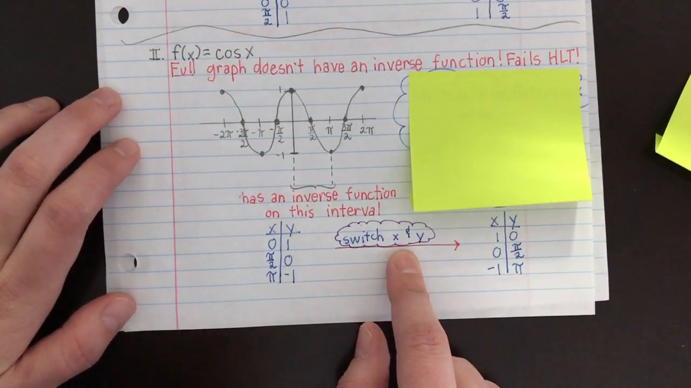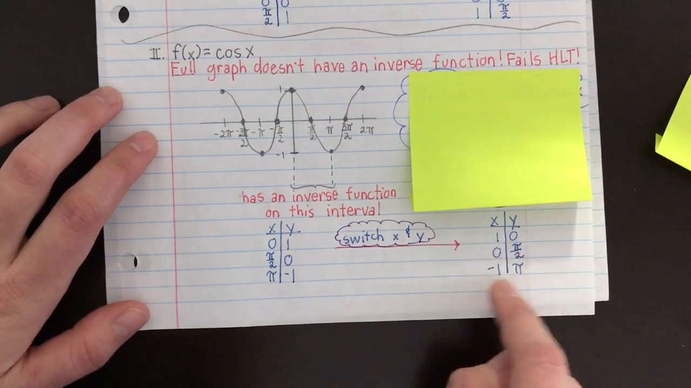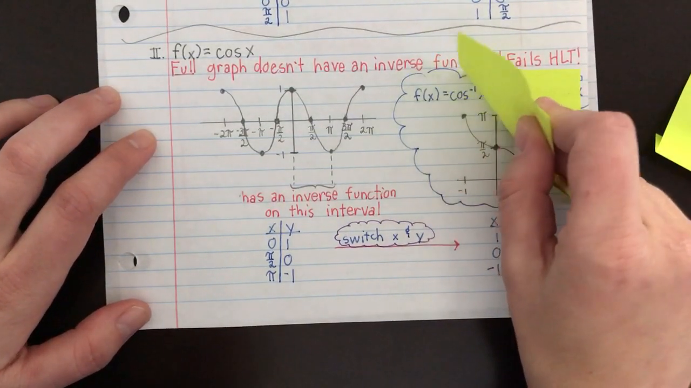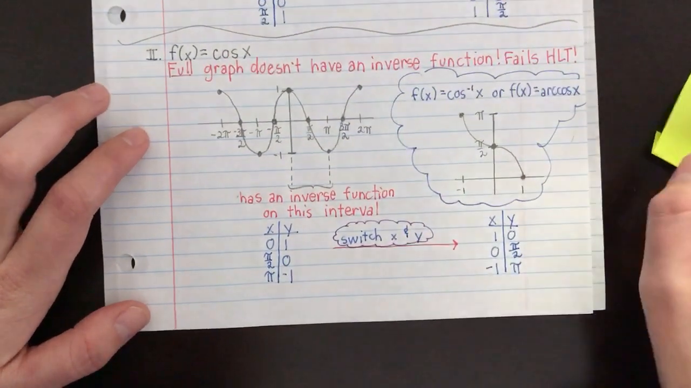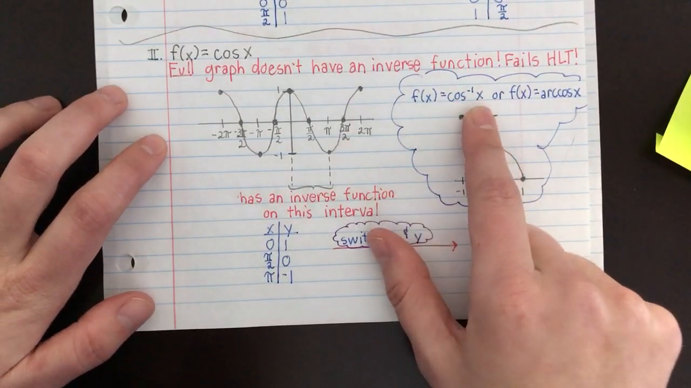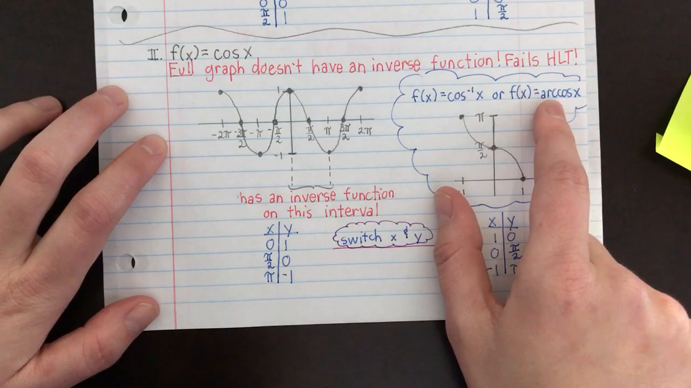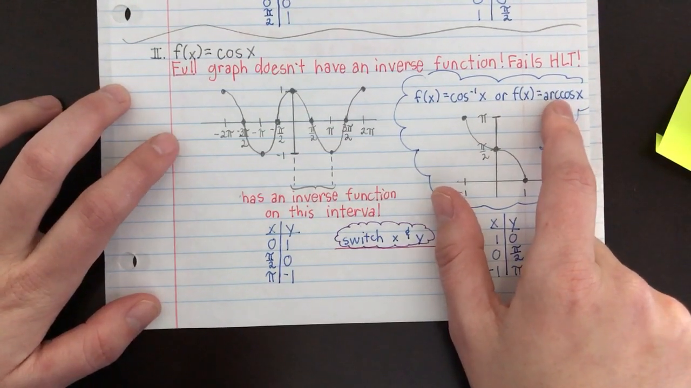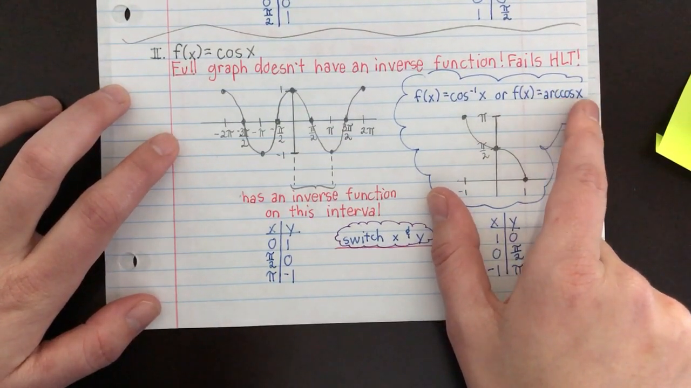So of course we switch the x and the y's, as you can see we've done here, and then to unveil the inverse function, we have f of x equals cosine inverse of x, or f of x equals arc cosine. Make sure that you do put two c's, arc and then cosine of x.